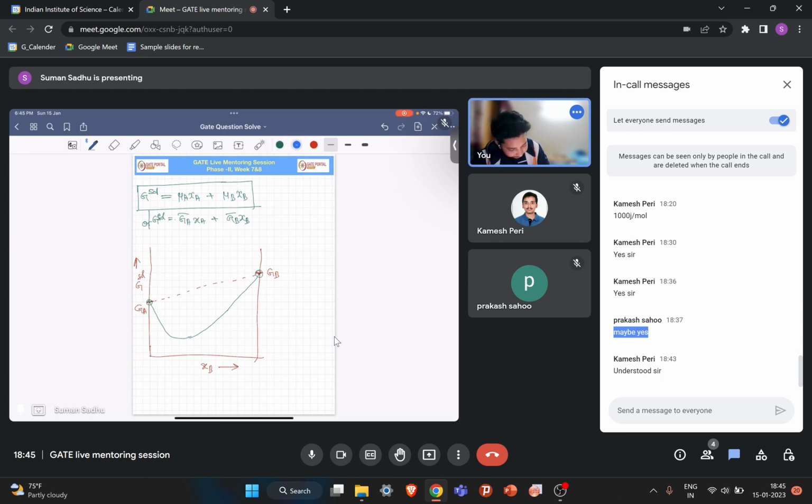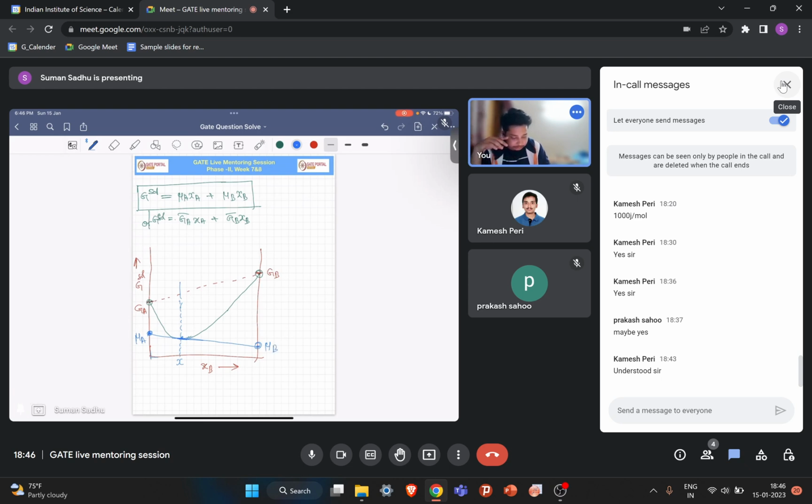So now let's see, if we take this composition point and take the slope here, what will be this value and what will be this value? Anyone? What will be this value? This will become mu A and this will be mu B.